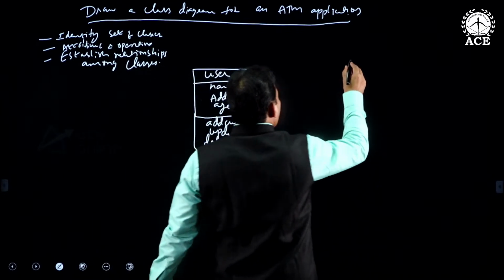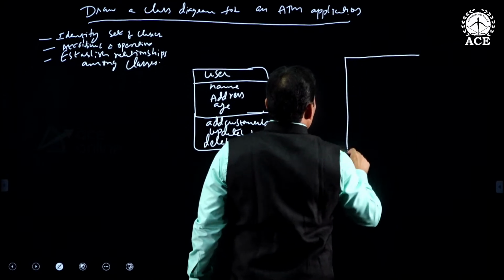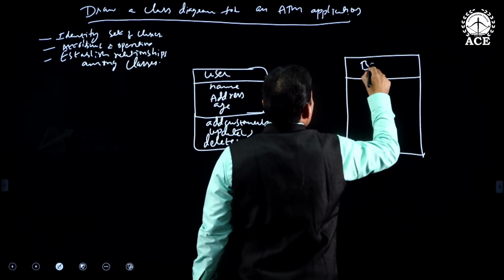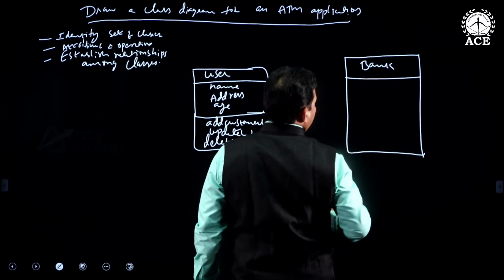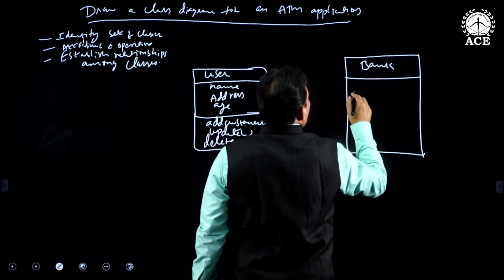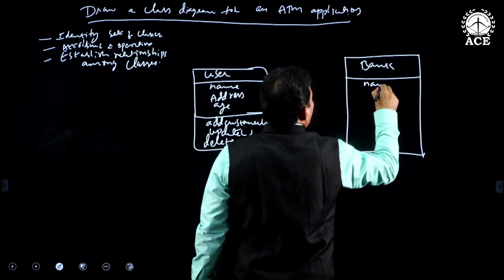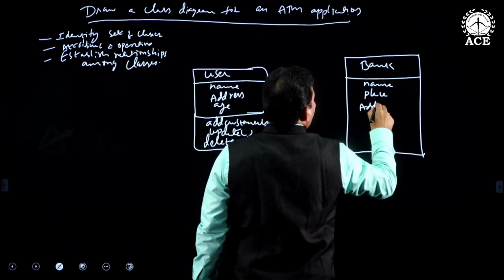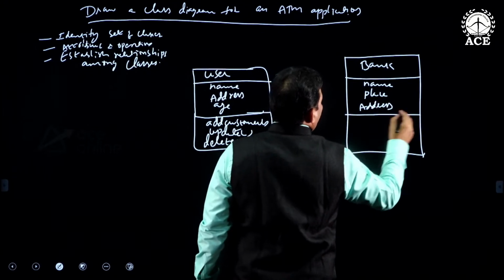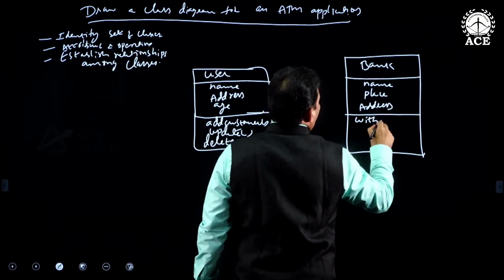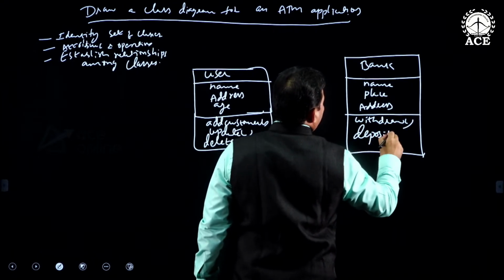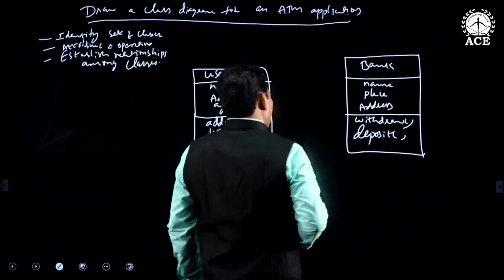And here for the ATM application, besides the user, bank is one more class. What are the attributes for the bank class here? Name of the bank, place of the bank, address of the bank. What operations can be performed through the bank class here? Withdraw money, deposit money. So these are two classes.